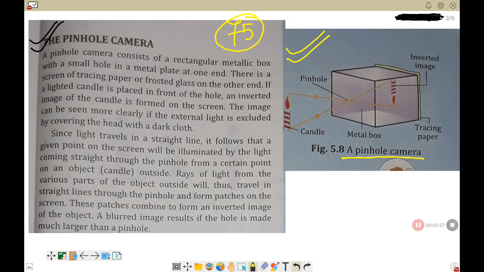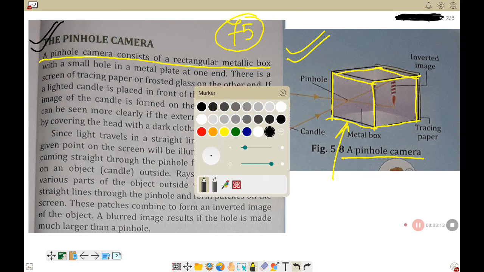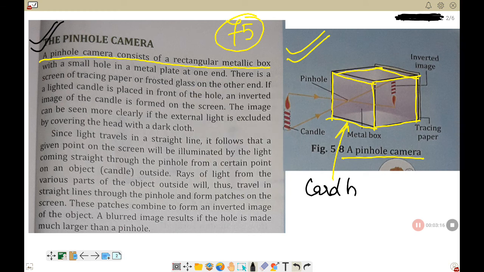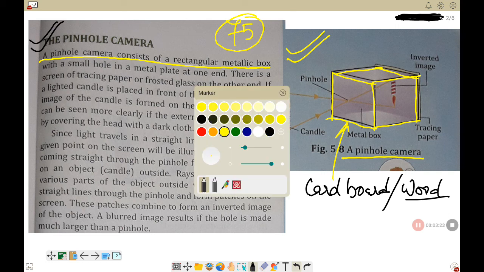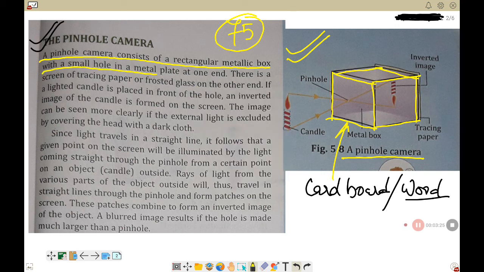Now, what is a pinhole camera? A pinhole camera consists of a rectangular metallic box. It's not necessary that it should be made up of metal. You can even make this out of cardboard or wood. It's up to you how you make it. With a small hole in the metal plate at one end. So here you see a small hole.